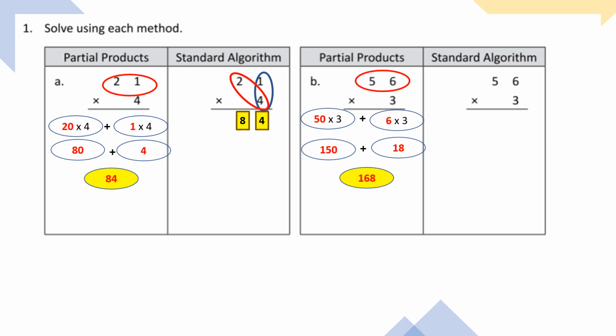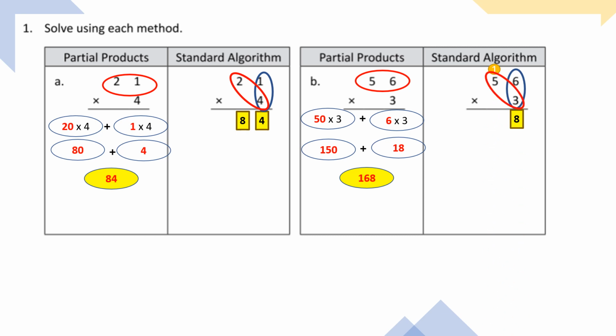168. Now let's solve the exact same problem using the standard algorithm. So first we start with multiplying 3 times 6. 3 times 6 is 18, and we can't write the whole 18 down there. Well, we shouldn't. And we're going to write the 8 in the ones place and carry the 1 over the tens place.